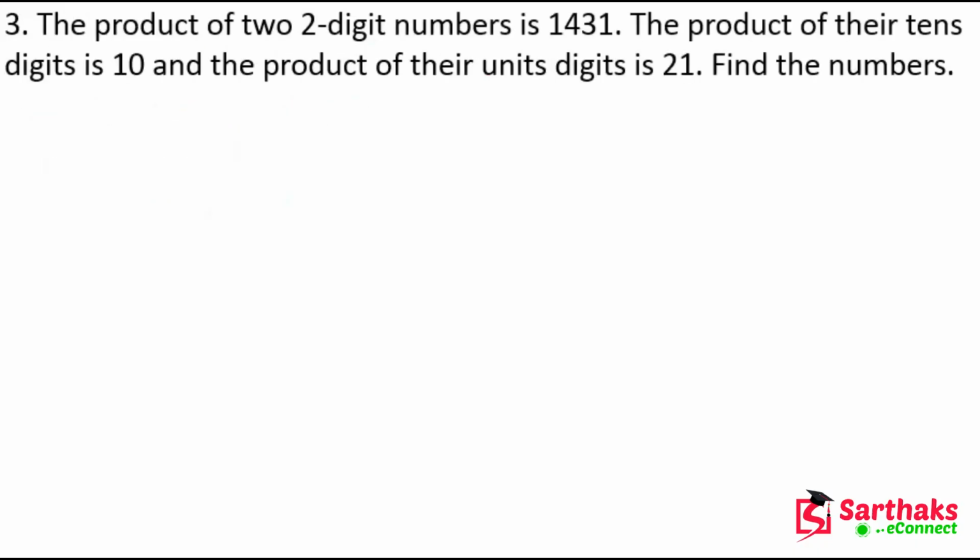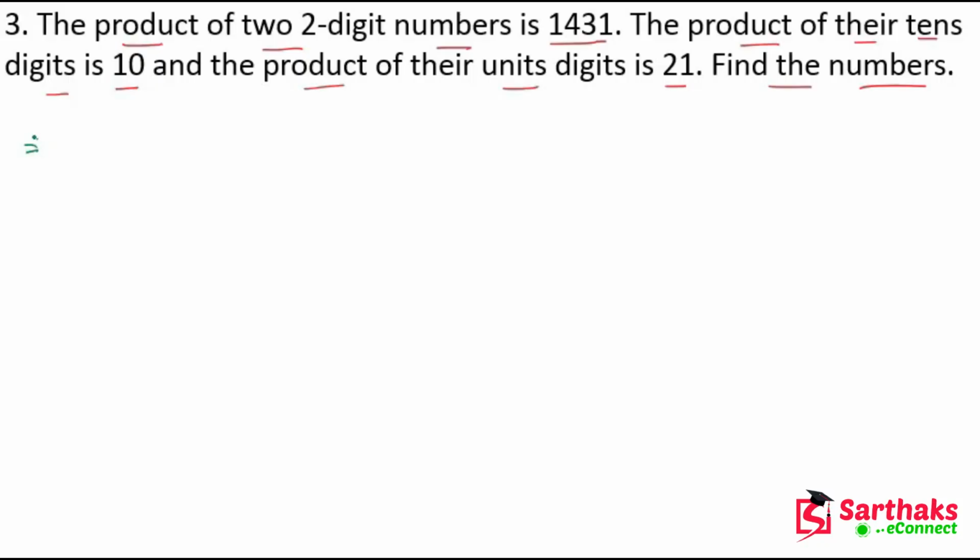Yes, now the next question here you can see. The product of two two-digit numbers is 1431. Now the product of their tens digits is 10 and the product of their units digits is 21. Now we have to find the numbers. What are the numbers?